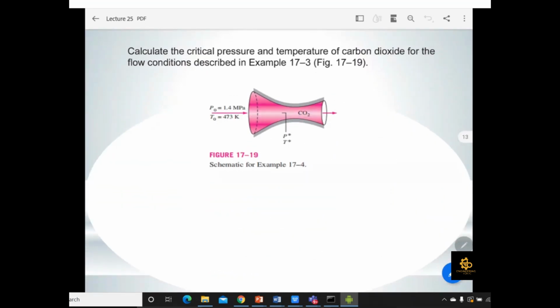So now here is your first example related to the critical properties. This is example 17-4. Calculate the critical pressure and temperature of carbon dioxide for the flow condition described in example 17-3. We already solved example 17-3, so we get all the stagnation properties, that is P naught and T naught, from the previous example, and our main target is to find the critical properties, P star and T star, at the throat, where the Mach number is 1. So you have to note down the data, and then we will see how to solve.